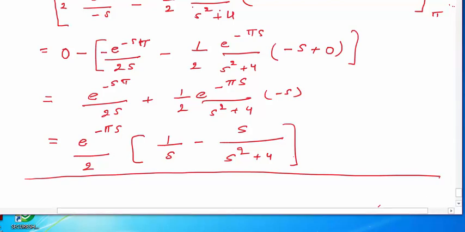Now using these definitions, we will derive some formulae, or we can find out the Laplace transform of some standard functions in the coming lecture.